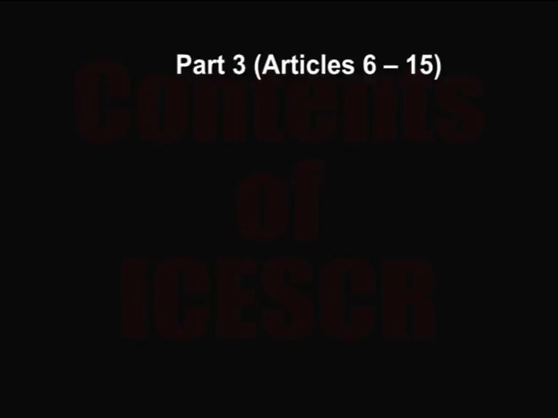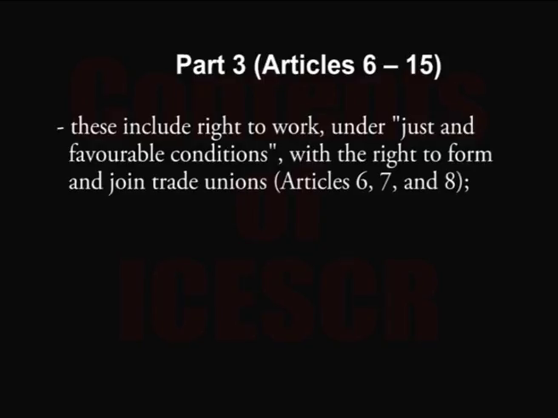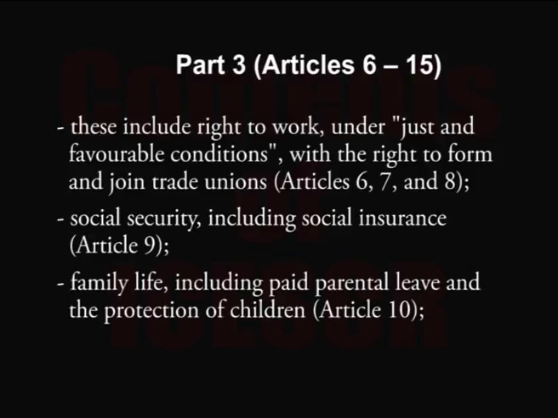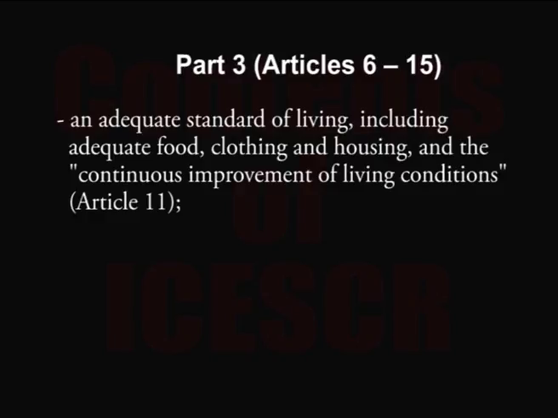Part 3, Articles 6 to 15 list the rights themselves. These include right to work under just and favorable conditions, with the right to form and join trade unions, social security including social insurance, family life including paid parental leave and the protection of children, an adequate standard of living including adequate food, clothing and housing, and the continuous improvement of living conditions.